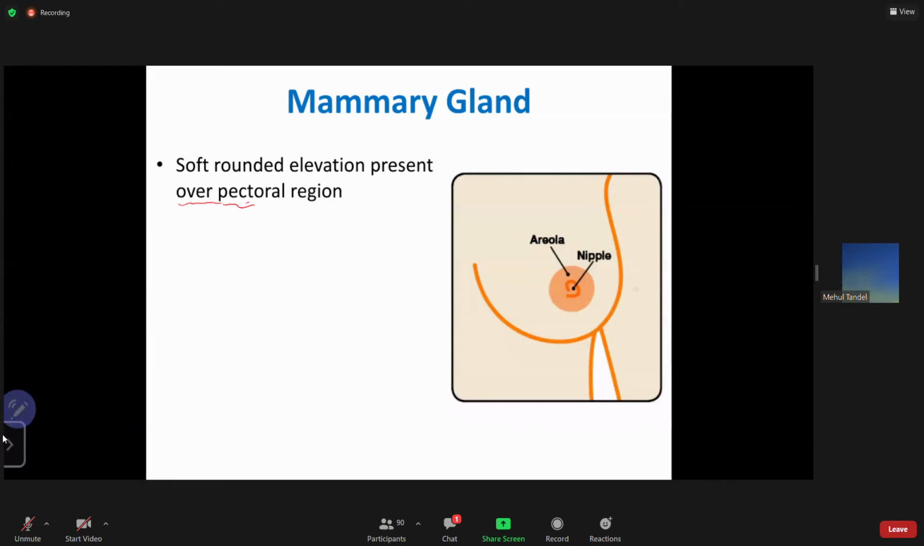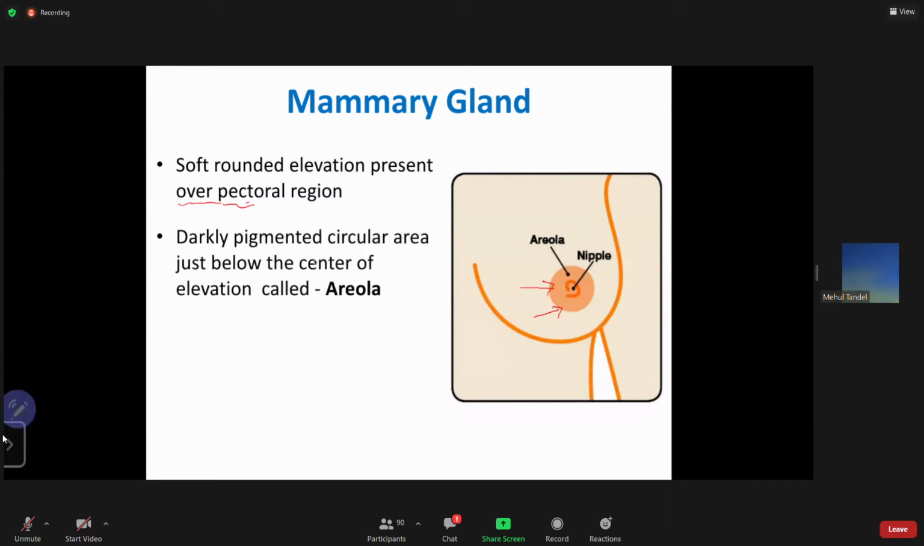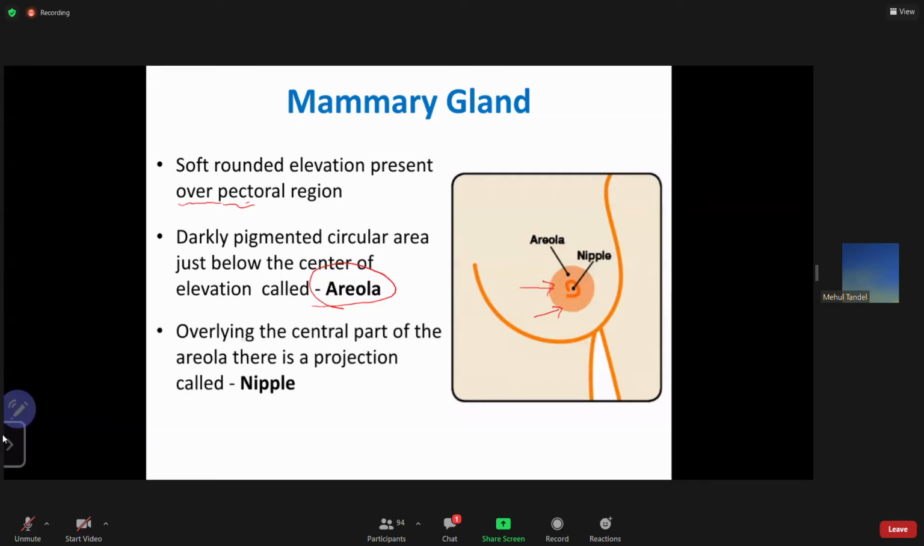Now, just below the center, there is a dark area. Okay, ये आपको दिख रहा है. Just below the center of the mammary gland, there is a darkly pigmented circular area. That is known as the areola. And in the middle of the areola, there is a conical projection. That is known as the nipple. Okay. So these are the gross structure of the mammary gland.